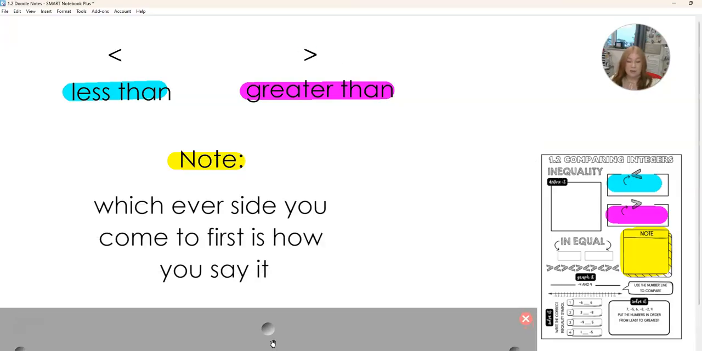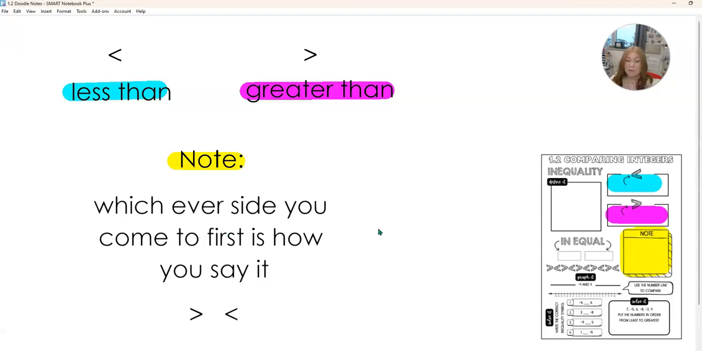So a little note here, right? Whichever one you come to first is how you're going to say it. So if I'm reading along here, oh, here's the big side. This is greater than. So the big number should be over here. This is greater than this one. If I'm reading this one, I come and it has, oh, the little point. This is less than. This number should be less than this one. So you just say it like you read it, whichever side you come to first. Is it big? It's greater than. Is it little? Then it's less than. So make a note about how we remember we say those.